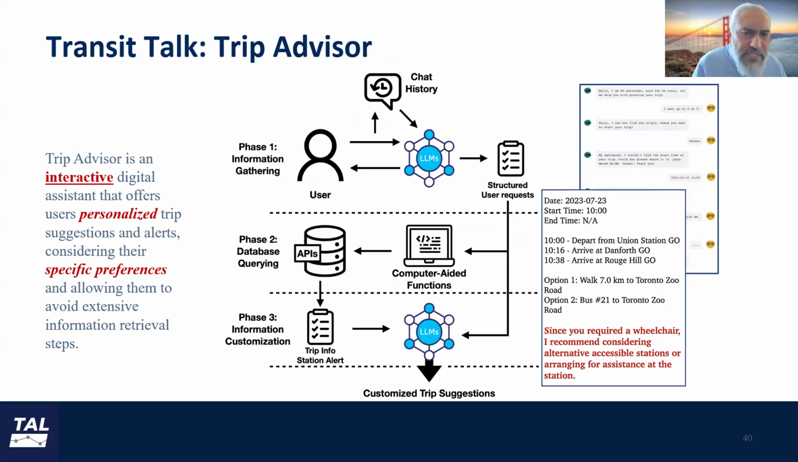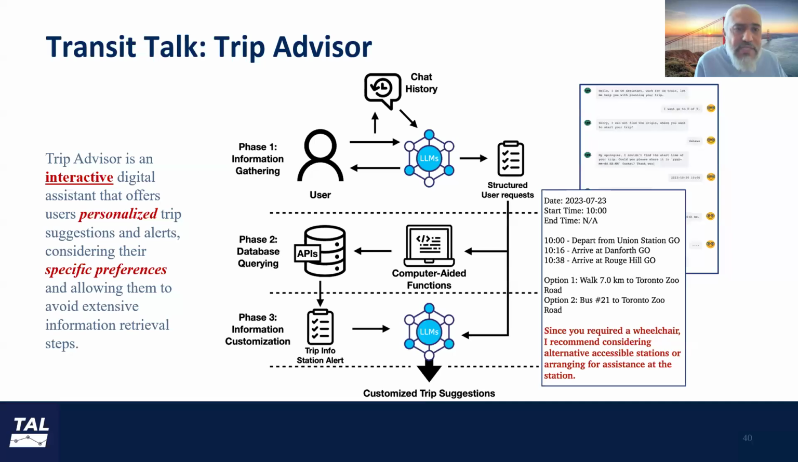So all those tools have the same architecture, by the way. The second one is what we call Trip Advisor. So it is essentially a conversational trip planner. All of us are familiar with the transit app or Google. If you want to go from point A to point B by public transit, you enter your origin and destination. It gives you the best path or multiple paths.